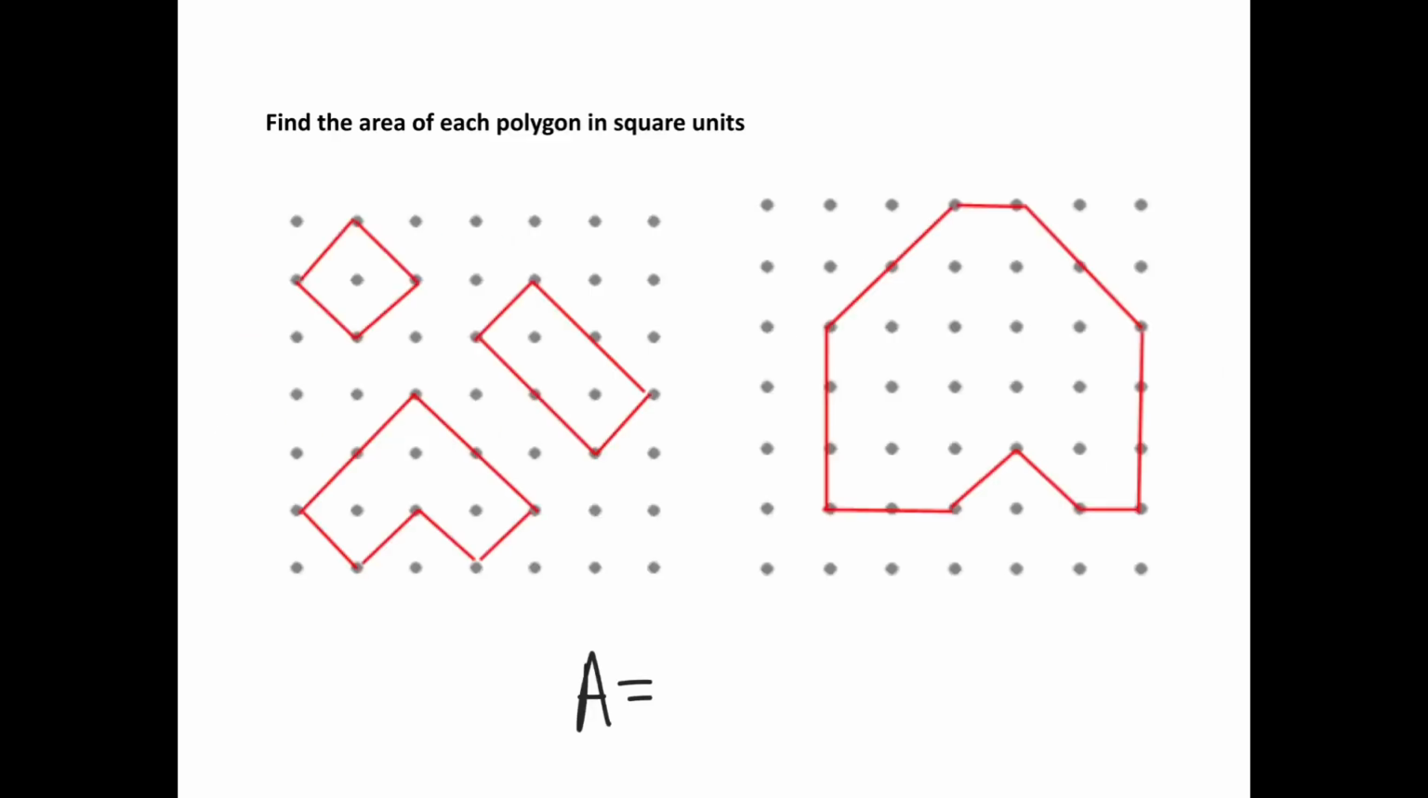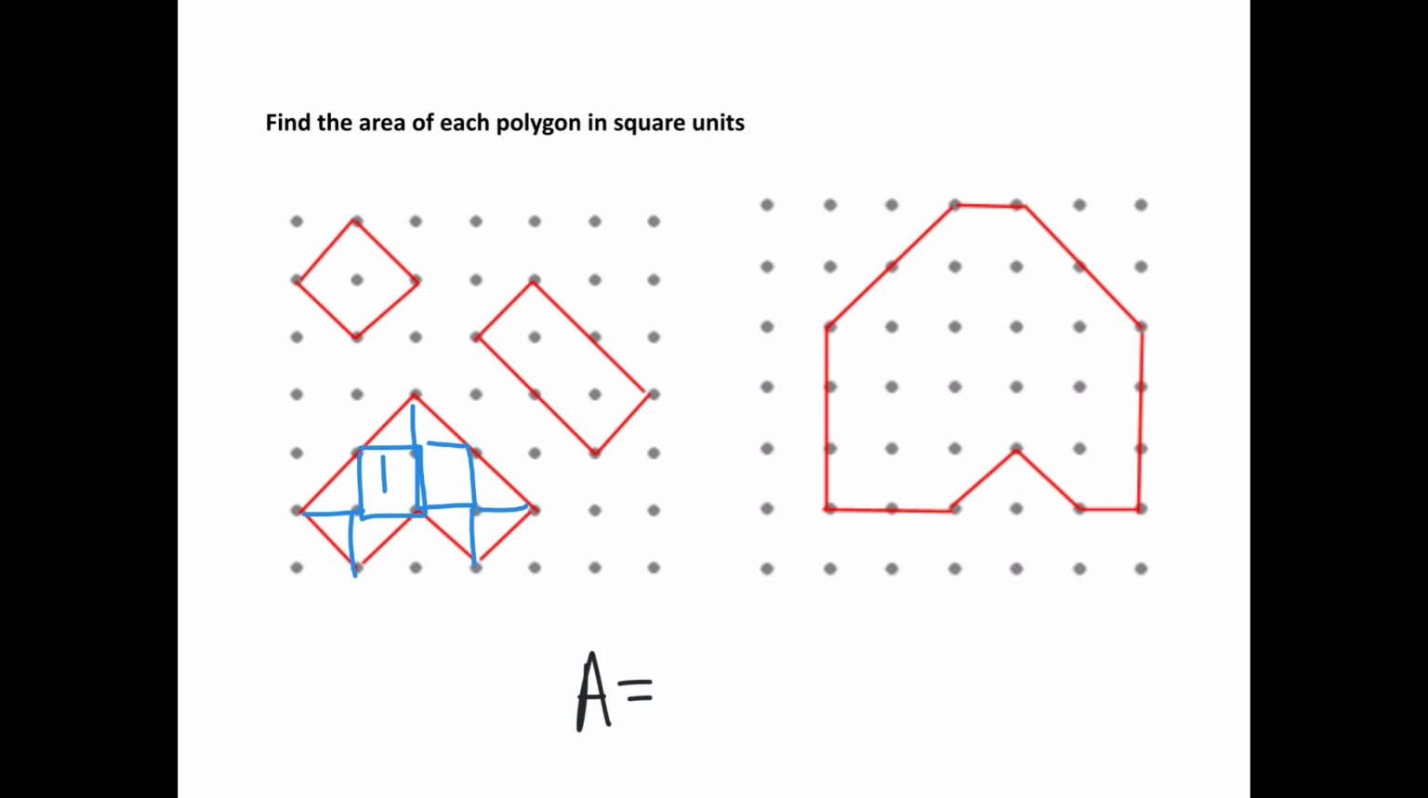Okay, so in finding the area of each polygon in square units, the ultimate goal is to find the number of squares. These irregular polygons are going to be a mixture of nice whole squares, but also half squares. So we're just going to count them up.